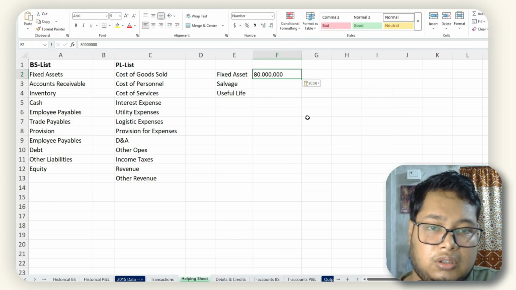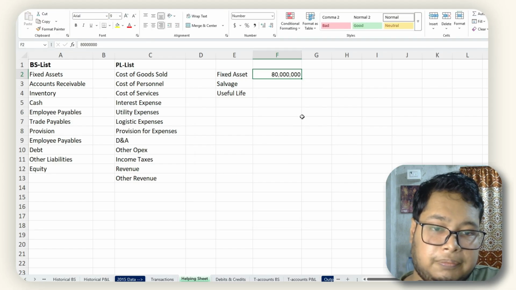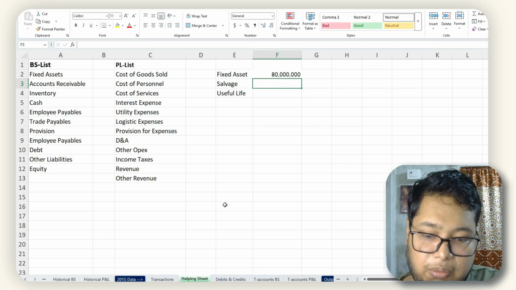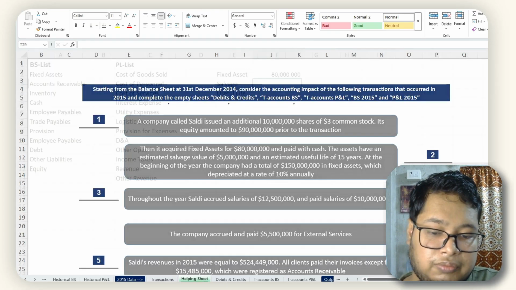It's supposed to be right side only. Number format, but it's showing left side. Now it looks good, clean. So these are the things. $80 million, and salvage value. How much? The salvage value, I forgot, 5 million, I guess, right? Yeah, $5 million of salvage value.